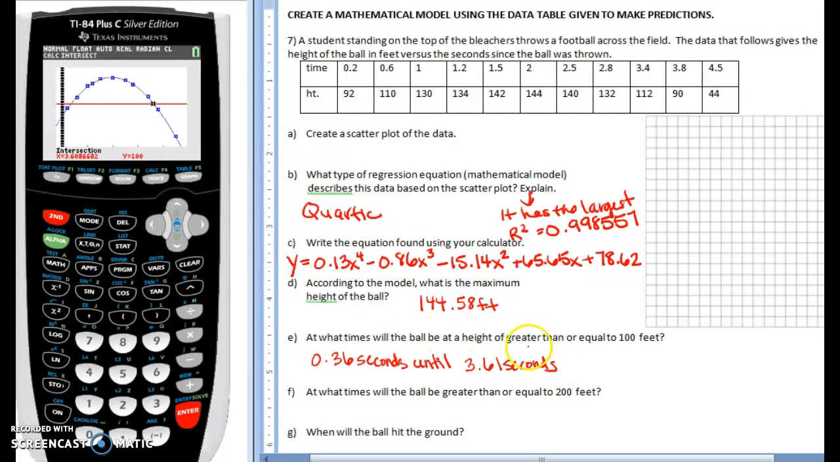So at what time will the ball height be greater than or equal to 100 feet? From 0.36 seconds to 3.61 seconds.